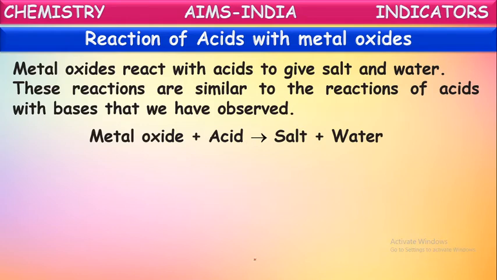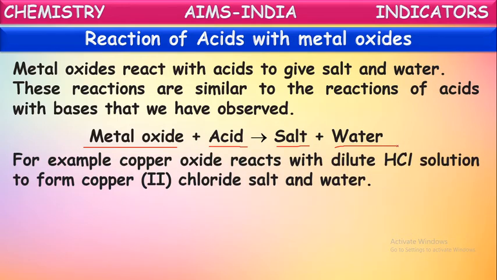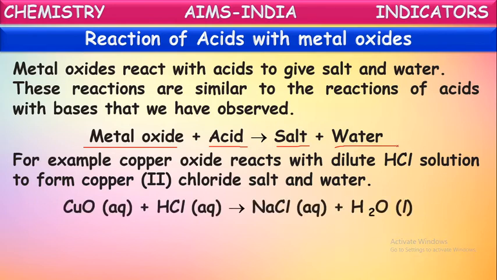So we can generalize the equation like this: metal oxides react with acids to form salts and water. This is similar to the reaction of bases with acids to form salt and water. For example, copper oxide reacts with dilute hydrochloric acid solution to form copper chloride salt and water. So what is happening here? The metal oxide, copper oxide, reacts with the acid, hydrochloric acid, to form a salt and water, which is similar to the reaction of bases with acids.